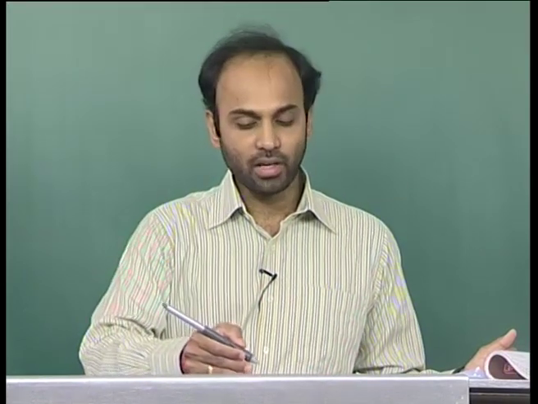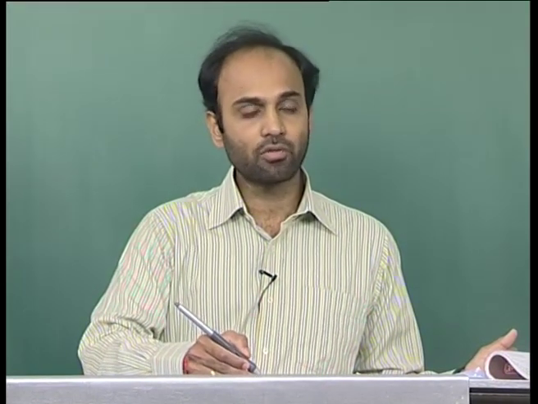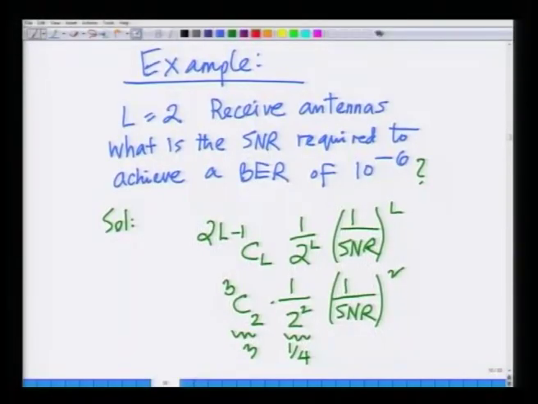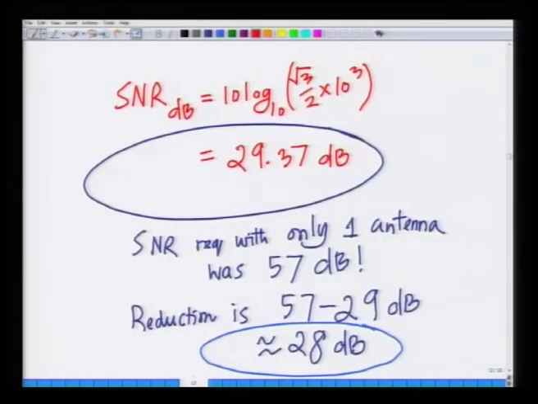We said when we have L equals 2 receive antennas, similar to what we did in the earlier cases, what is the SNR required to achieve a probability of bit error of 10 power minus 6? And we saw a surprising result that the SNR is just about 29 to 30 dB, which is 28 or 29 dB smaller than the SNR or the transmit power required to achieve bit error rate 10 power minus 6 in a wireless channel with a single receive antenna.